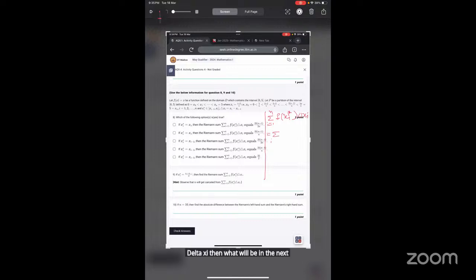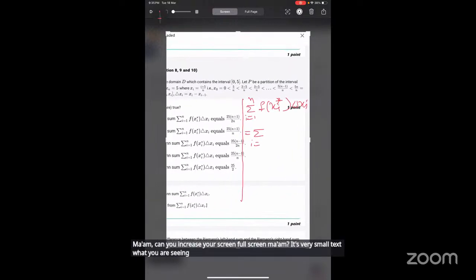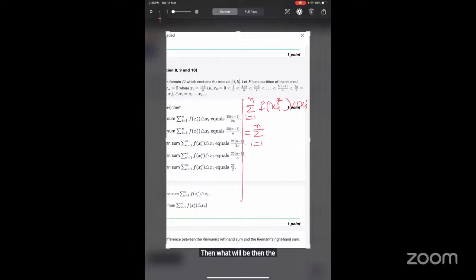Can you increase your screen, full screen, ma'am? It's very small text, what you are showing. Yeah. Okay, thank you. Then what will be the next step?